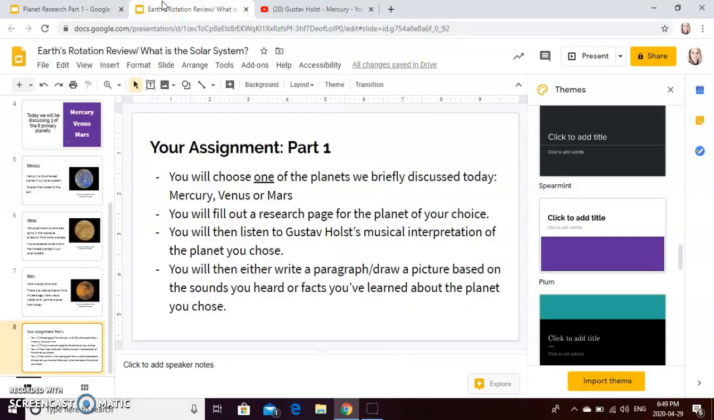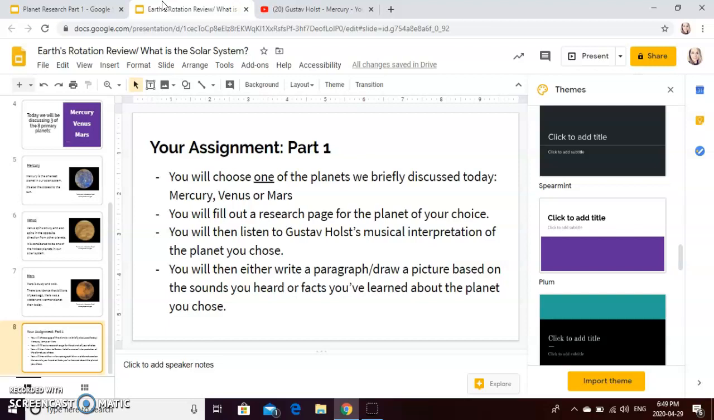After I've listened to the YouTube video for the planet that I chose, I can either write a paragraph about what I heard, or I can draw a picture about what I heard or something that I might have learned about the planet, whatever comes to mind when you're listening to the music. You have to do this part of the assignment, but you can choose either to write a paragraph or draw the picture. You don't have to do both. You just have to do one.